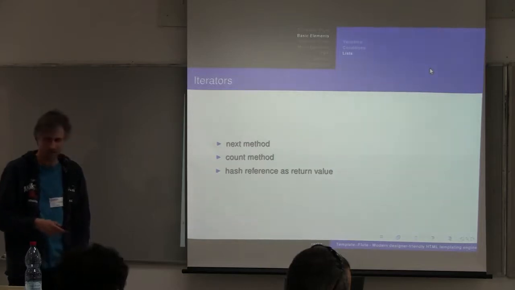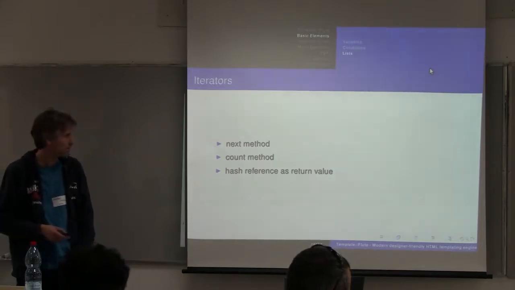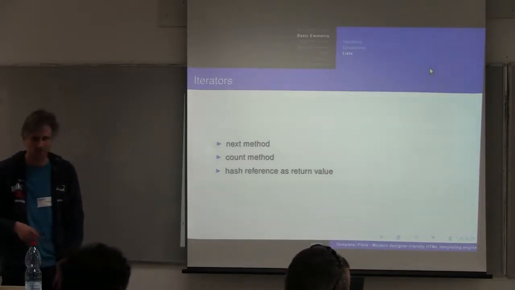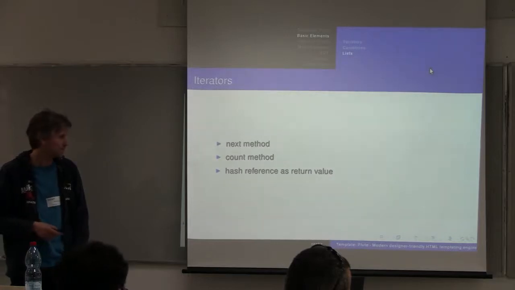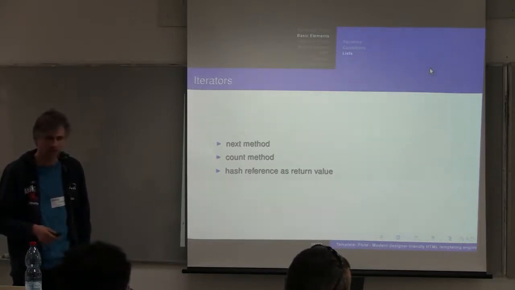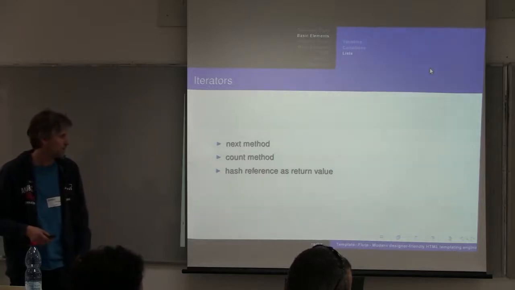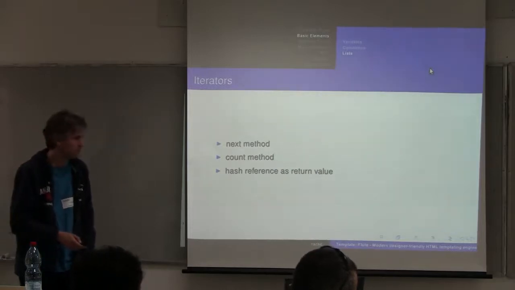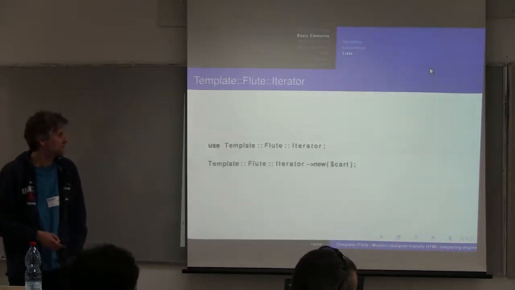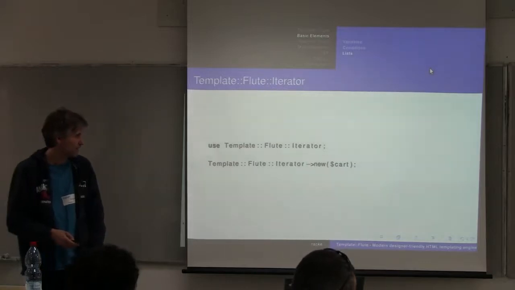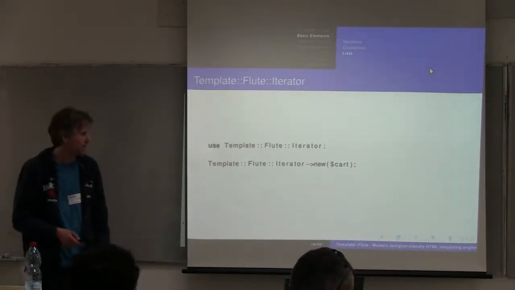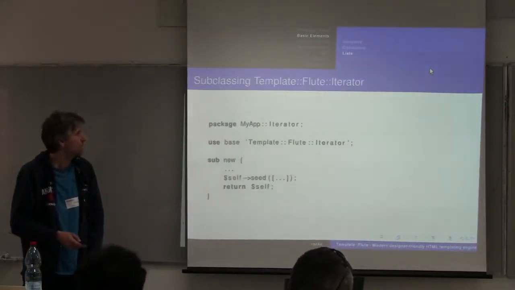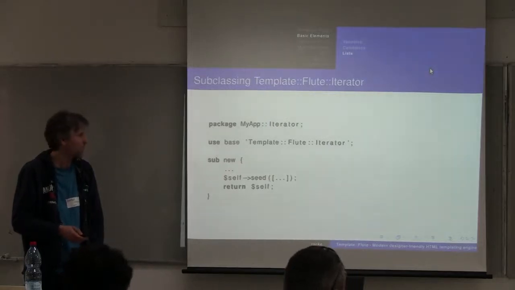For iterators, as I said, it's usually an array reference and hash reference, but you can basically use any class which has the next method, giving you the next element in the list, the count method to determine the number of elements, and a hash reference is returned. So there's a base class for that, and in the simplest case, you can just put in the array reference with the hash references. And you can also subclass this thing.